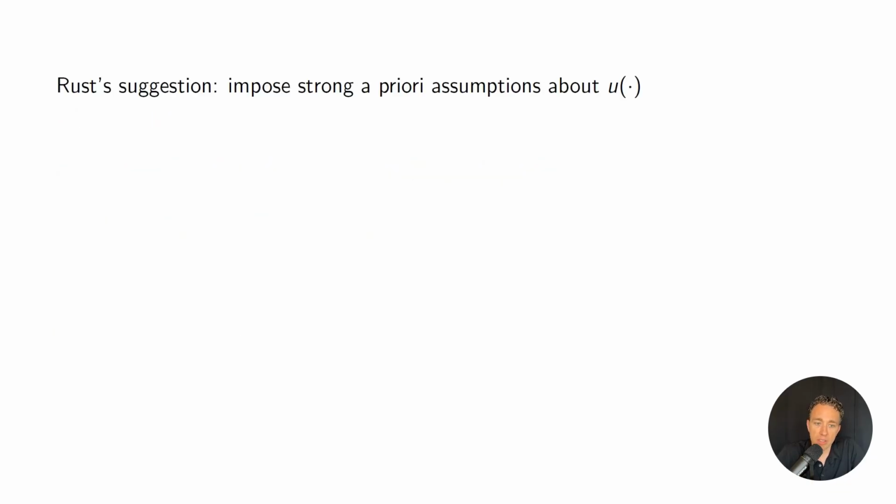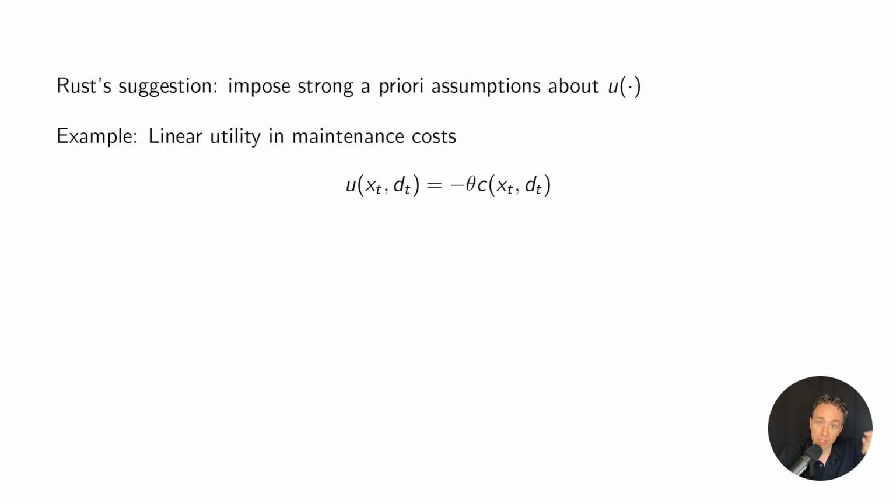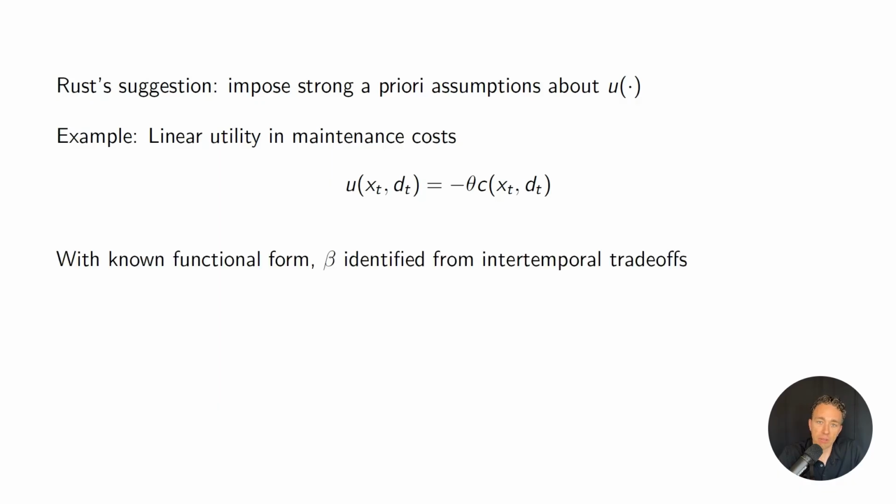So Rust's suggestion is to impose strong a priori assumptions about the utility function. For example, we could assume that the utility was linear in maintenance costs. And in his paper, he goes through a bunch of different utility specifications where the cost function takes on different forms. But if we assumed that it was this simple linear function, then we could identify beta based on the intertemporal trade-offs that Zurcher is facing.